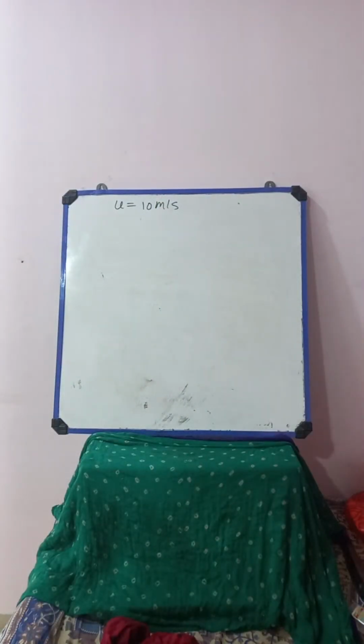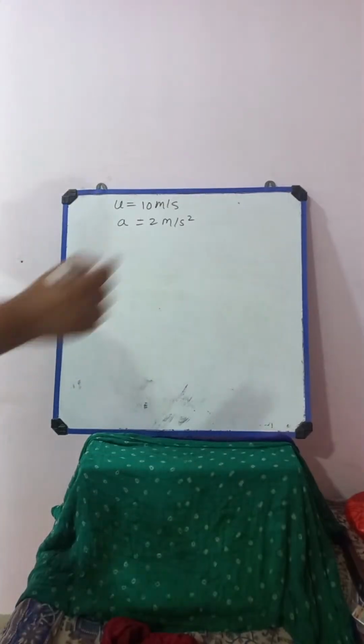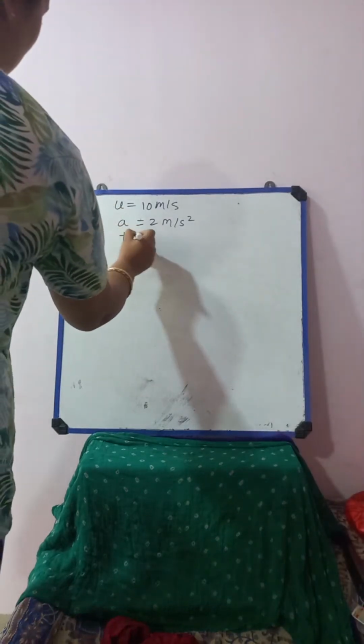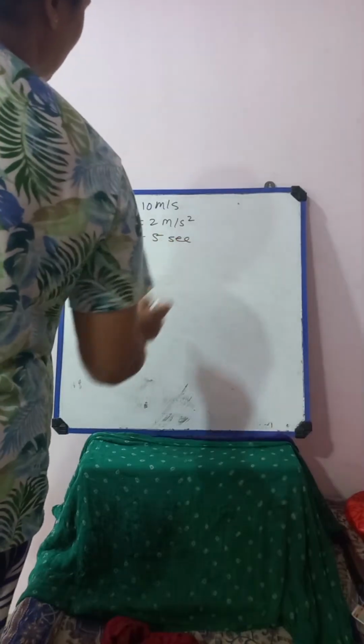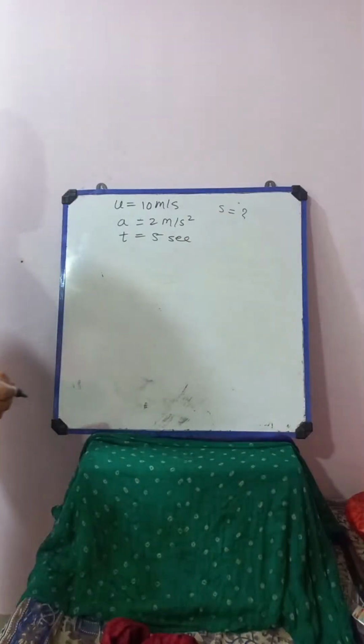And it accelerates at a rate of, means acceleration is given, 2 meter per second square. You can just check a unit. Once you check the units, then you can identify what is given. And it accelerates 2 meter per second square for 5 seconds. Okay, time is given, 5 seconds. And they are asking us how much distance will it cover, means S we have to calculate.